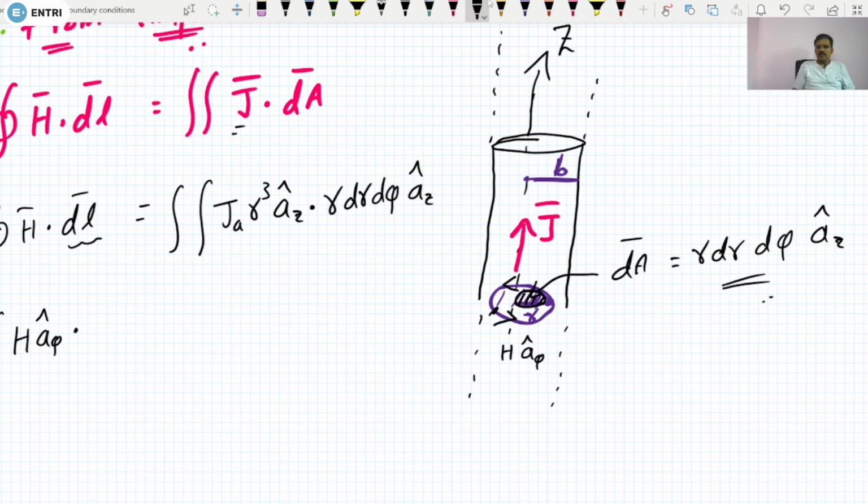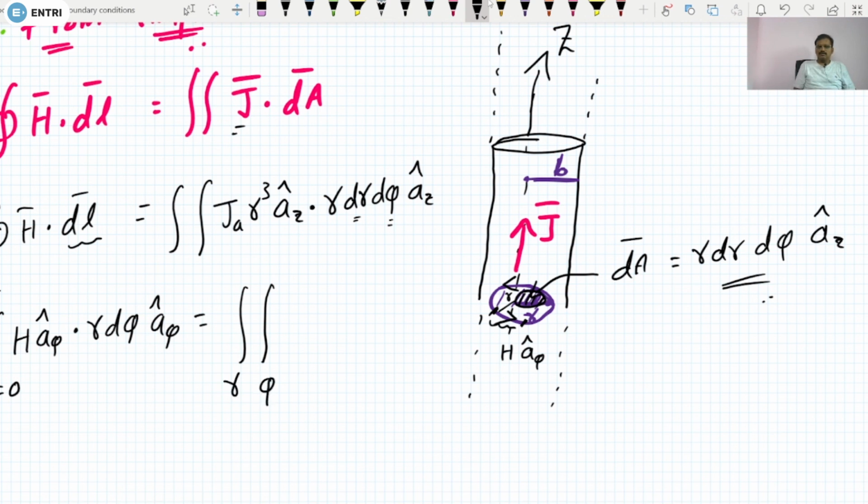If you consider a small differential arc length, the radius of this one is r. So the differential arc length I can write as r d phi a phi cap. We want to determine the circulation of the H field around the total closed loop, so you have to integrate with respect to phi from 0 to 2 pi. So this is equivalent to a double integral. What are the integration variables? r and phi. So you have to integrate with respect to r, and also with respect to phi.